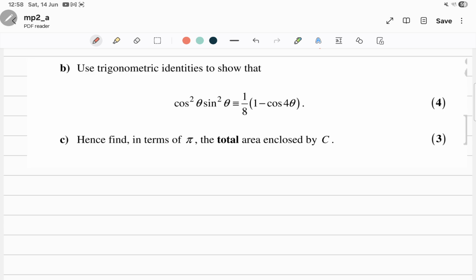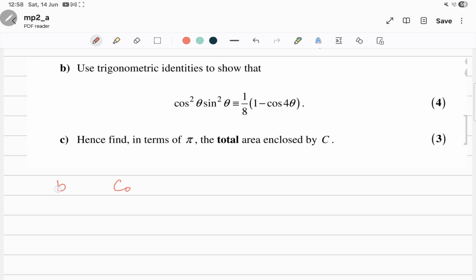So in part B we have to use trigonometric identities to show that cos square theta sine square theta equals 1 over 8 times 1 minus cos 4 theta. So we have to start from the left hand side, and we have to prove the left hand side equals the right hand side. So on the left hand side we have cos square and sine square. So for this we need to use the identities.